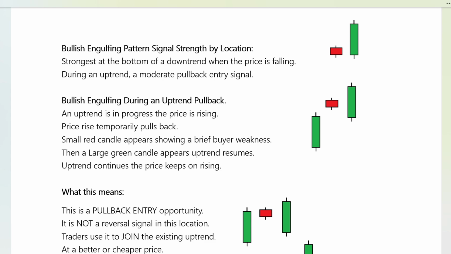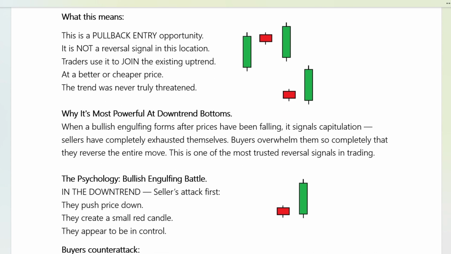A small red candle appears showing a brief buyer weakness. Then a large green candle appears. Uptrend continues, the price keeps on rising. What this means? This is a pullback entry opportunity. It is not a reversal signal in this location. Traders use it to join the existing uptrend at a better or cheaper price. The trend was never truly threatened.